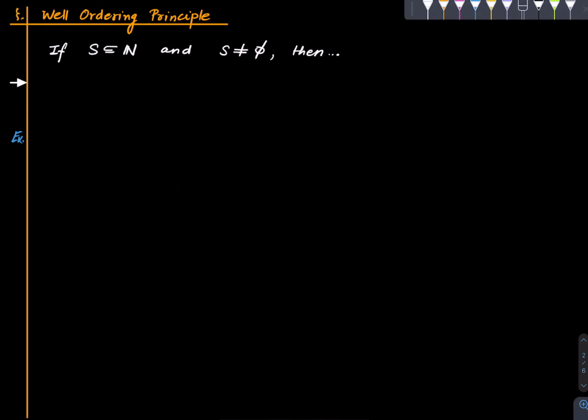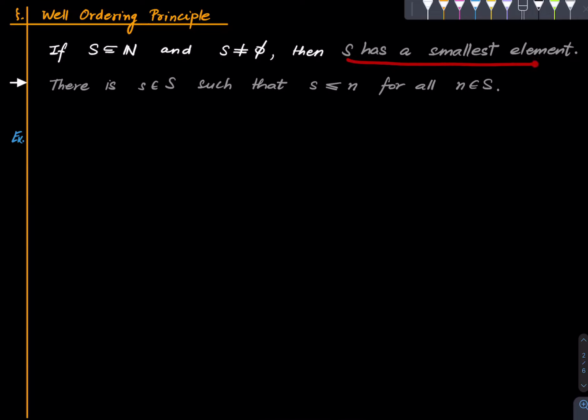And now let us also look at what is called the well-ordering principle. It's a very fundamental statement in mathematics. It says that if we have a subset S of natural numbers which is non-empty, then S has a smallest element. Let me expand on what I just said. When I say S has the smallest element, it just means that there is some element in S which is at most every other element in S. That's what it means to say that it has the smallest element.